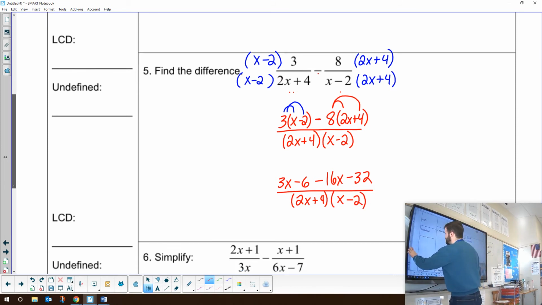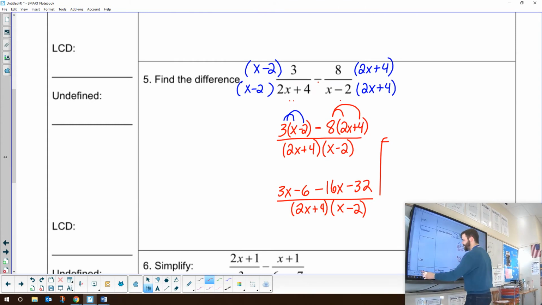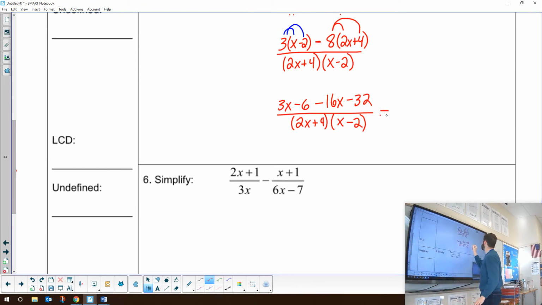Then, last step, combine like terms. 3x minus 16x, these are like terms, is going to give me negative 13x. Negative 6 and negative 32 is going to give me negative 38. So that's what's on top. On bottom, we're just going to leave it in parentheses.